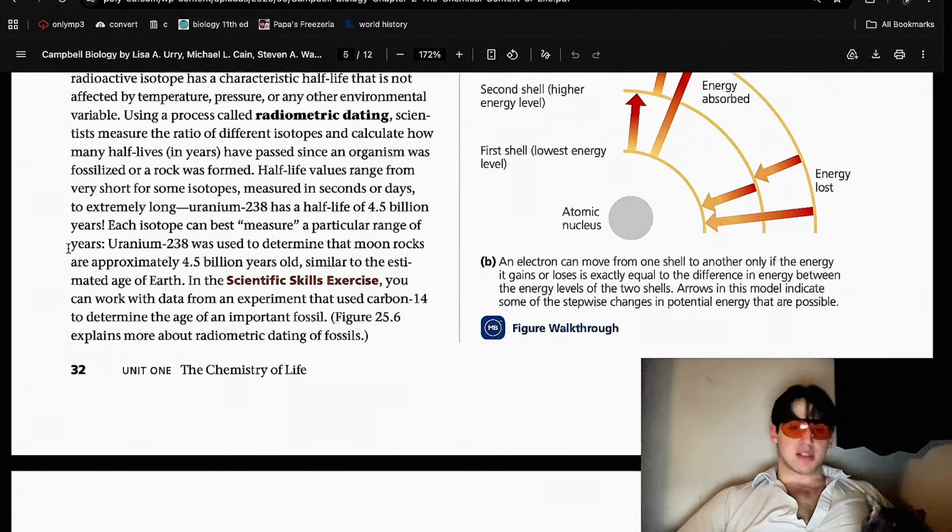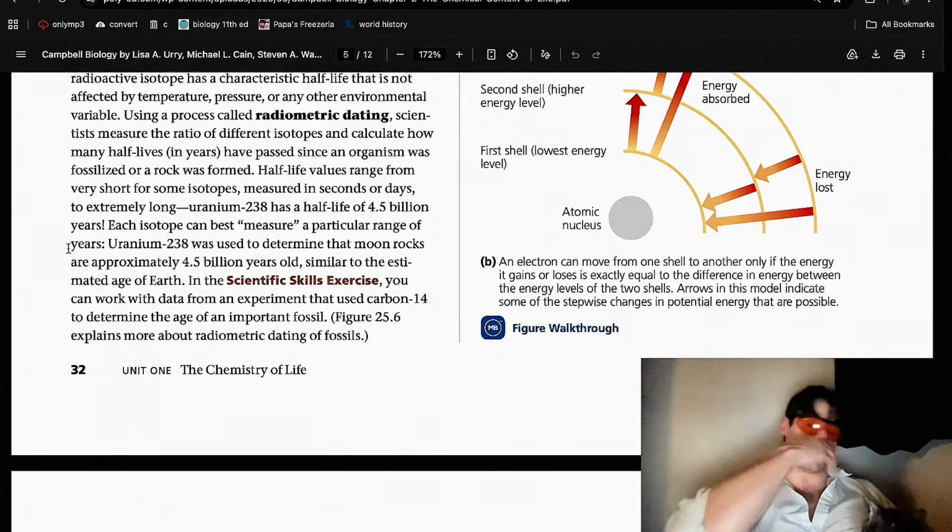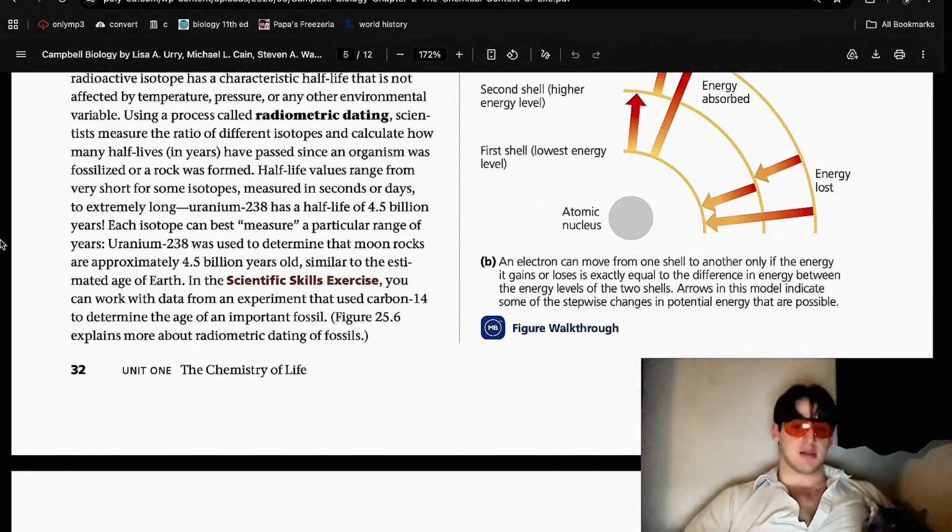Similar to the estimated age of the Earth. So the moon might be the same age as the Earth? I thought the moon was younger than the Earth because the moon kind of came from the Earth. I guess that's just a theory, but anyway.